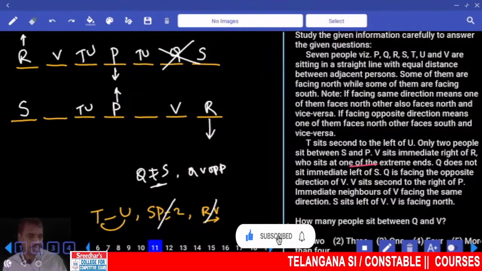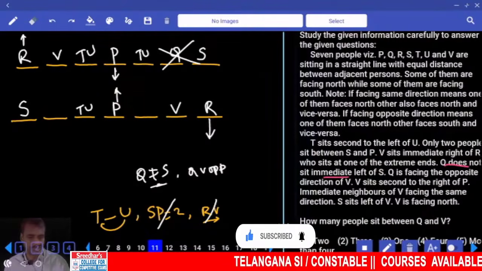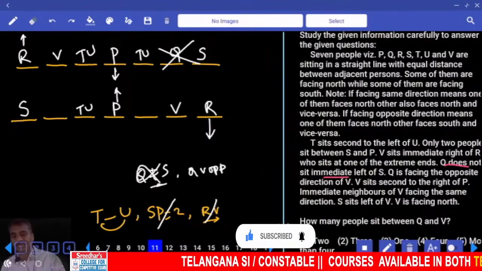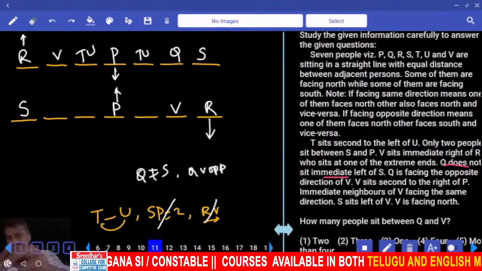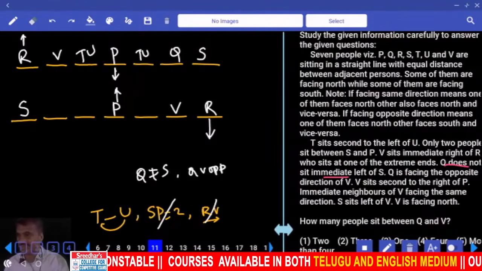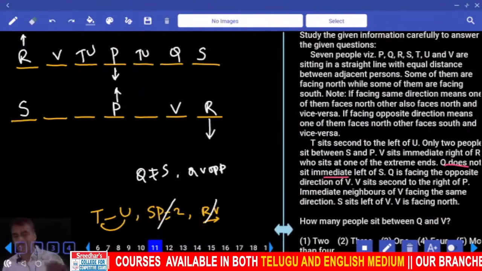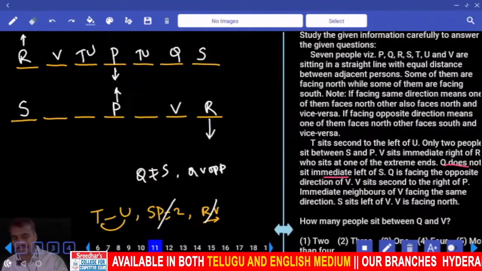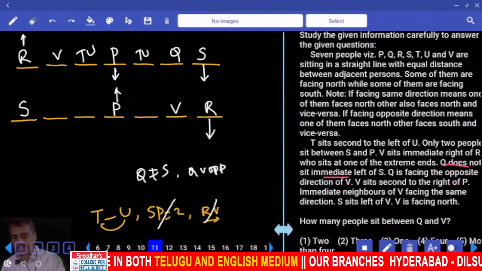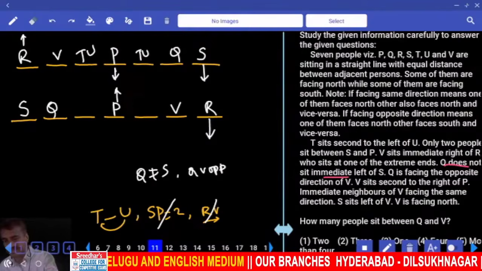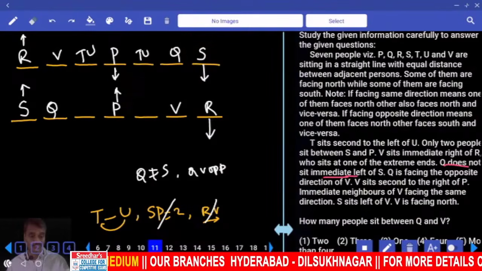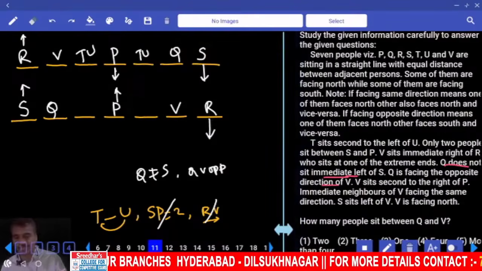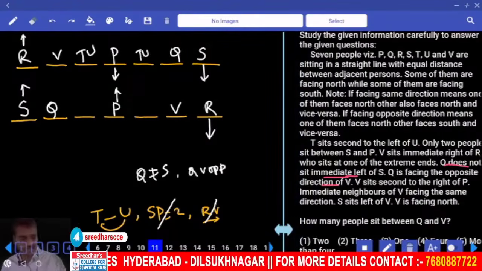Immediate left. Now, Q does not sit immediate left of S. As Q is not immediate left of S, that means Q can be immediate right hand side. Now Q is here, immediate right hand side, S must be facing now. And Q is not an immediate left of S. And Q is facing opposite to V. Now Q and V are opposite.